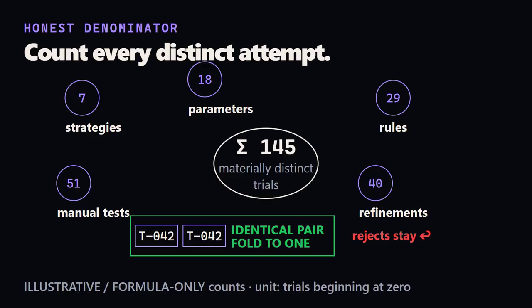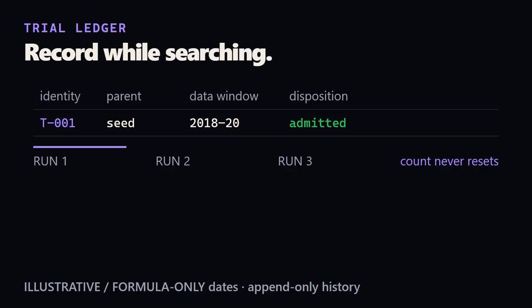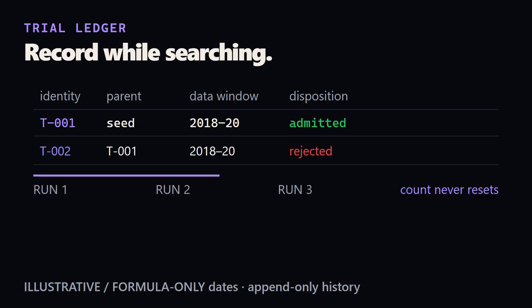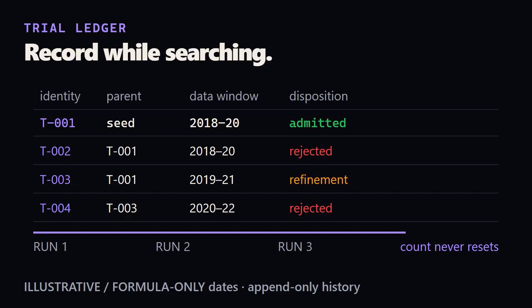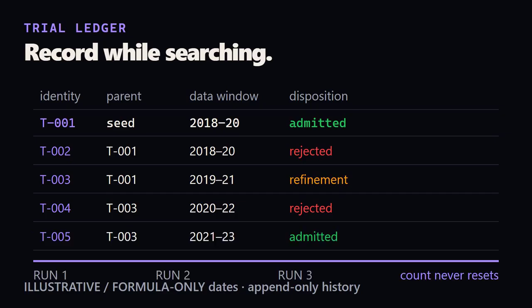Record that denominator as the search happens, not after a winner appears. Give each attempt an identity, its parent idea, the data window, and its disposition: admitted, rejected, or evaluated during refinement. Keep the ledger append only. If another run explores the same family later, it extends the history. It does not begin again at 1. Memory is not an audit trail.